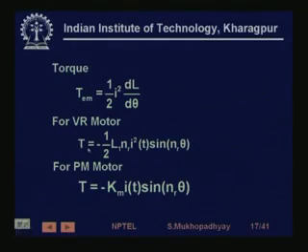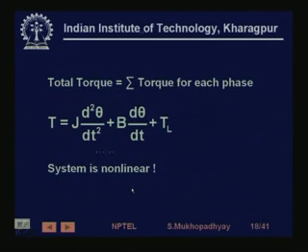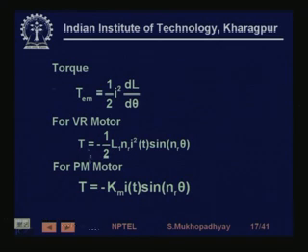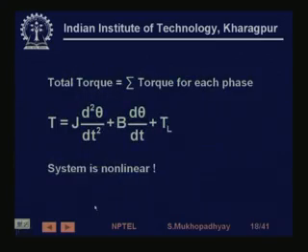These are the expressions for the permanent magnet and the variable reluctance motor. These are the torques generated by the permanent magnet motor. In the permanent magnet motor, flux is constant. So, this is the torque generated in the permanent magnet motor, and this is the torque generated in the variable reluctance motor.